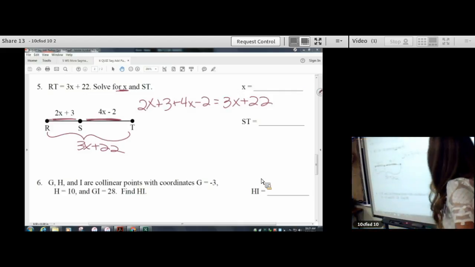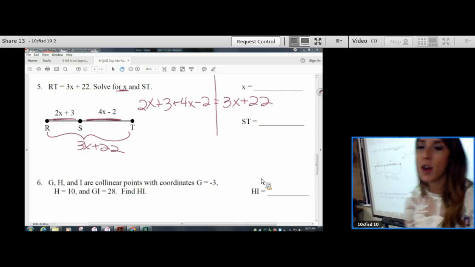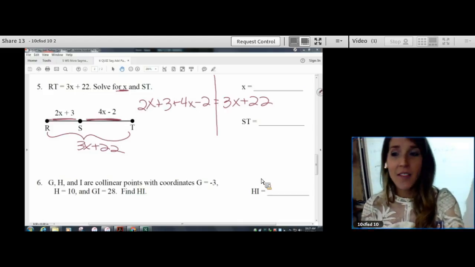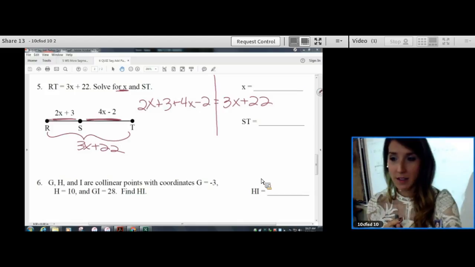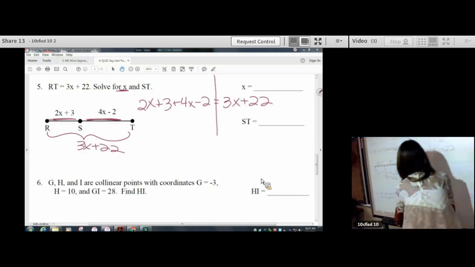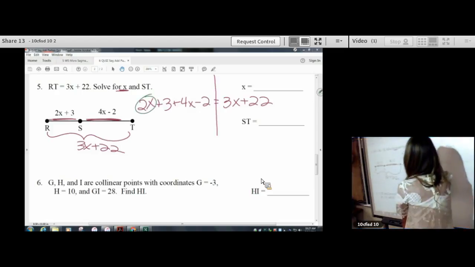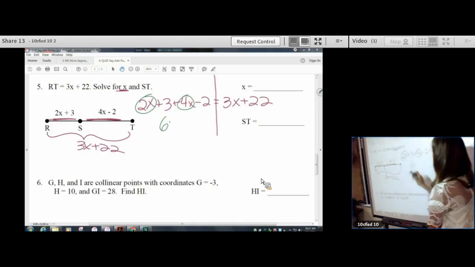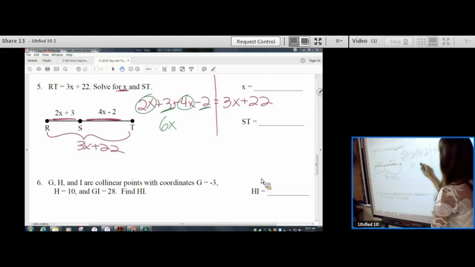So, I see a lot of students sometimes draw that. That is the equal sign. Do not cross that line unless you're doing the opposite of what's being done to the part of the equation. First, I'm going to combine like terms. I see a 2X and a 4X. They're on the same side of the equation. So I'm going to combine them. I see a 3 and a negative 2. They're on the same side of the equation. So I'm going to combine them.